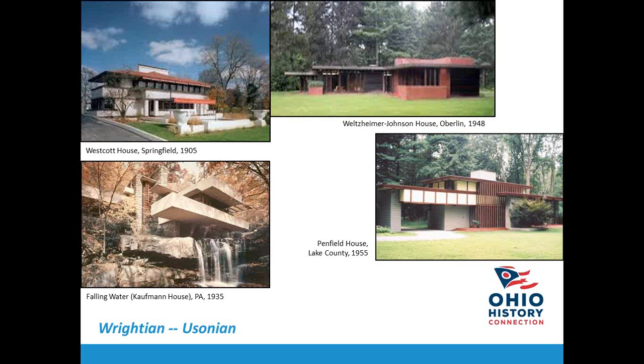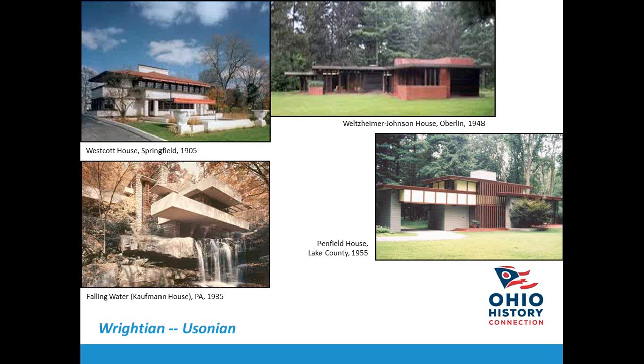The Weltzheimer Johnson House in Oberlin is the first Usonian design building by Wright in Ohio. We would end up having 9 Usonian designed houses by Wright in Ohio, scattered throughout the state. Several in Cincinnati, several in Canton, and in northeast Ohio. And then, of course, the Penfield House, which was actually built by its owner, but it was built from Frank Lloyd Wright specifically designed plans.